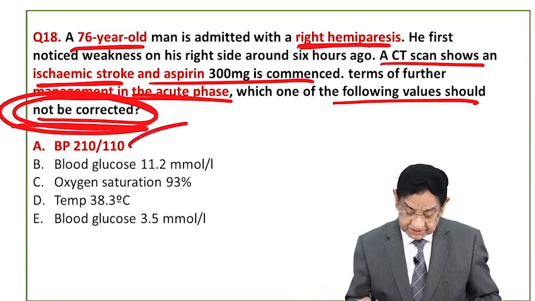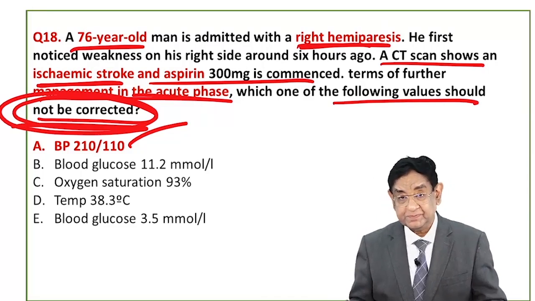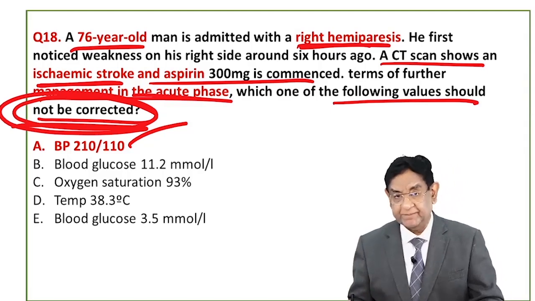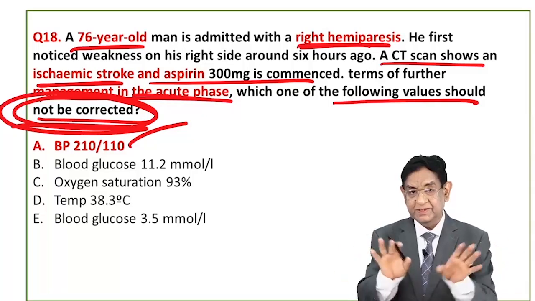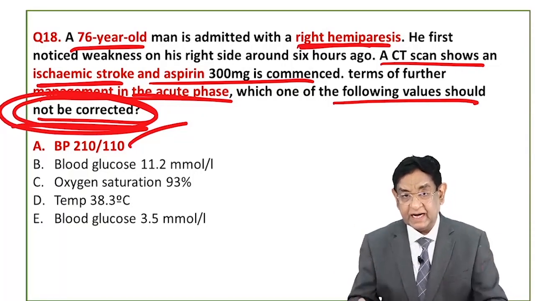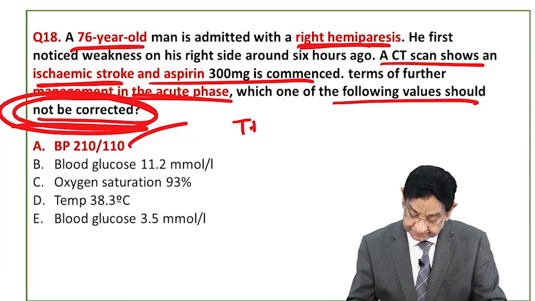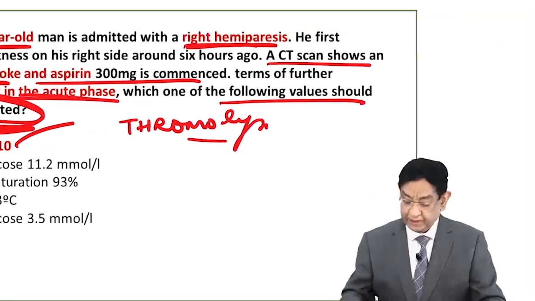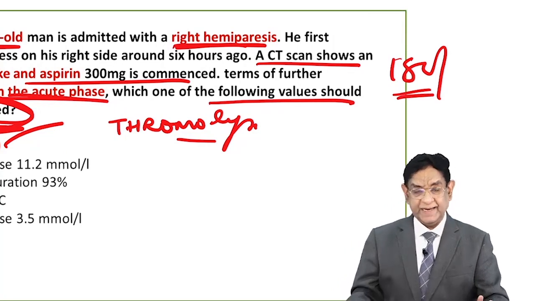The answer is high BP. Nice guidelines, they say, if the BP is high, don't touch it. Don't touch it unless you plan to thrombolyse. Then only you like to go for BP below, systolic BP below 180. That also 180.